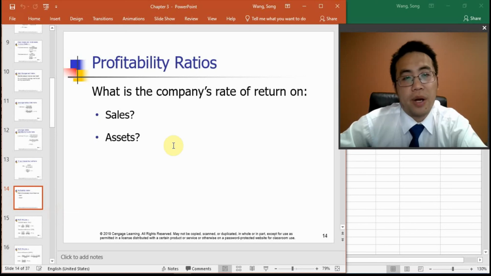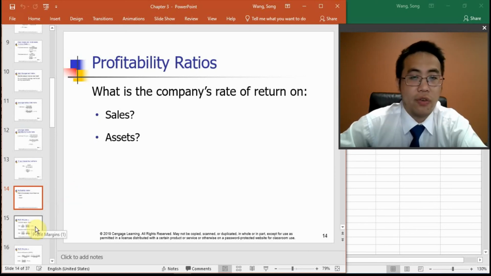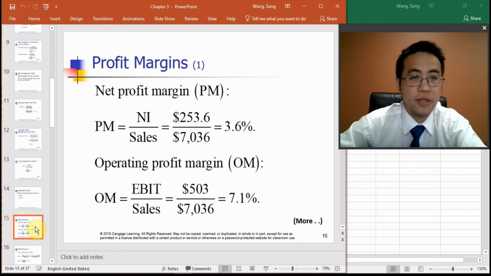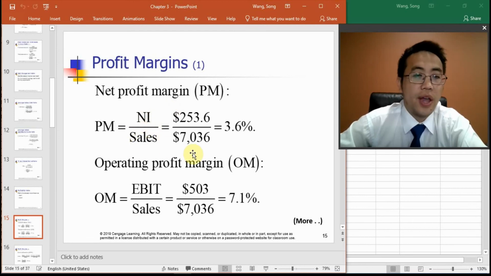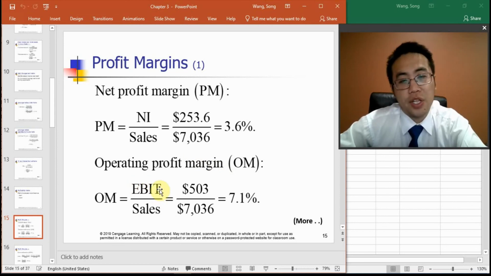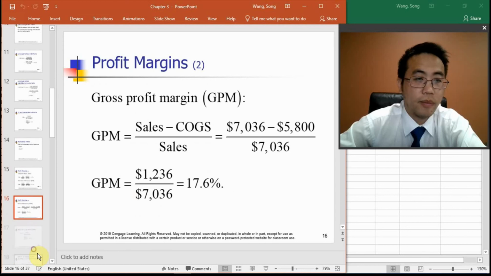You also have these profitability ratios. They tell you the rate of return for your operation and for your investment. You can have the net profit margin, which uses net income divided by sales. You can also have the operating profit margin, which is your operating income, or earnings before interest and taxes, divided by sales. And definitely you want these margins to be as high as possible.